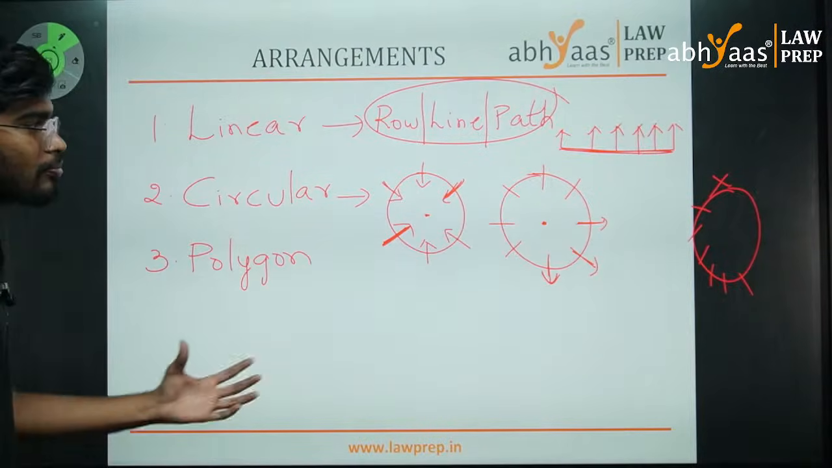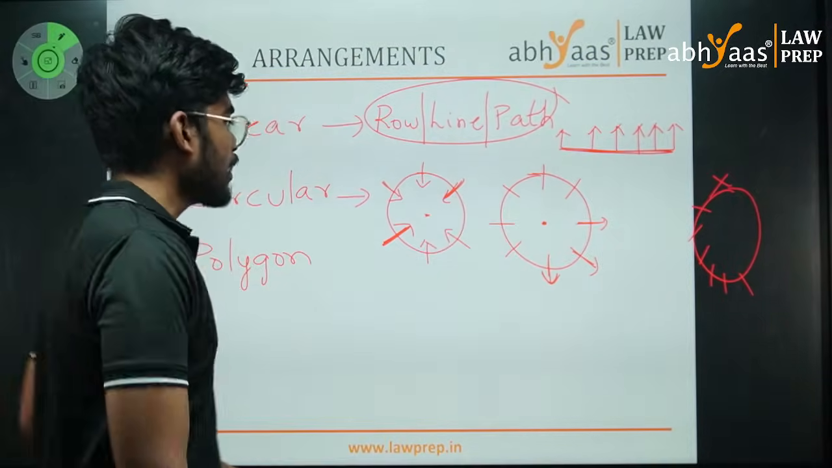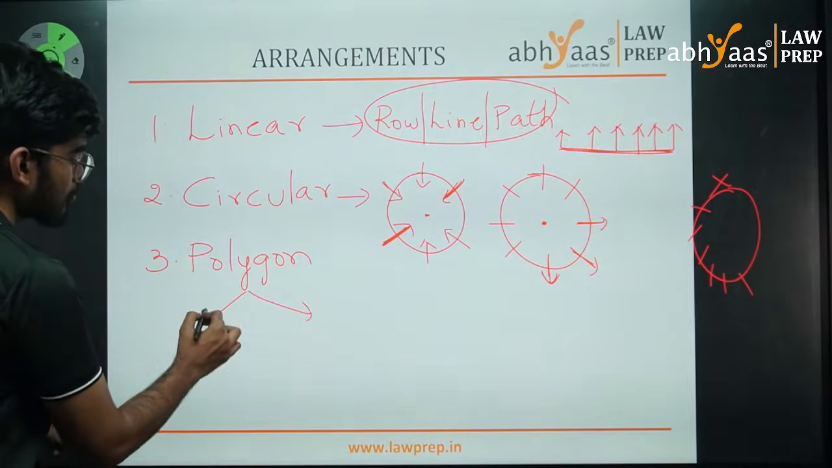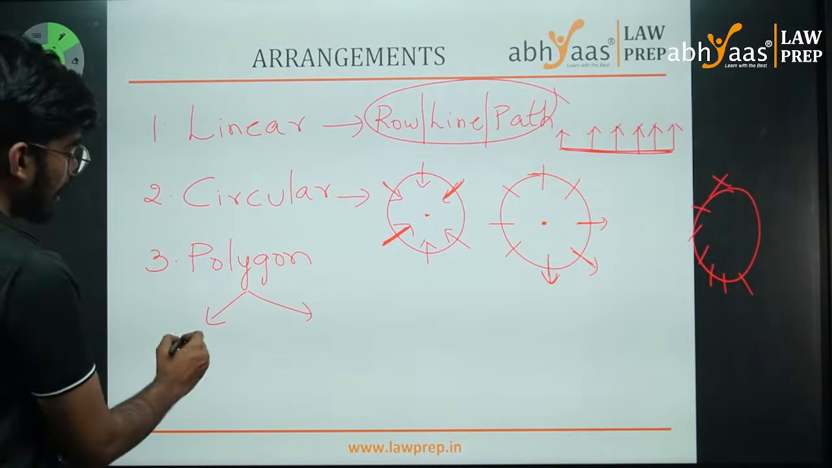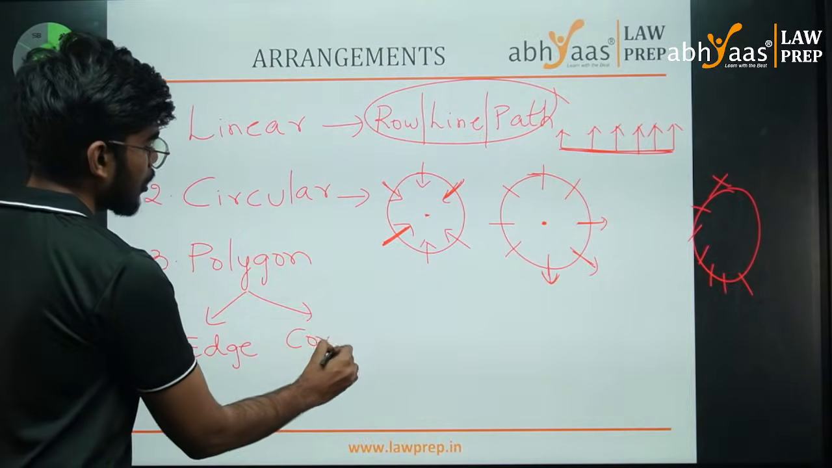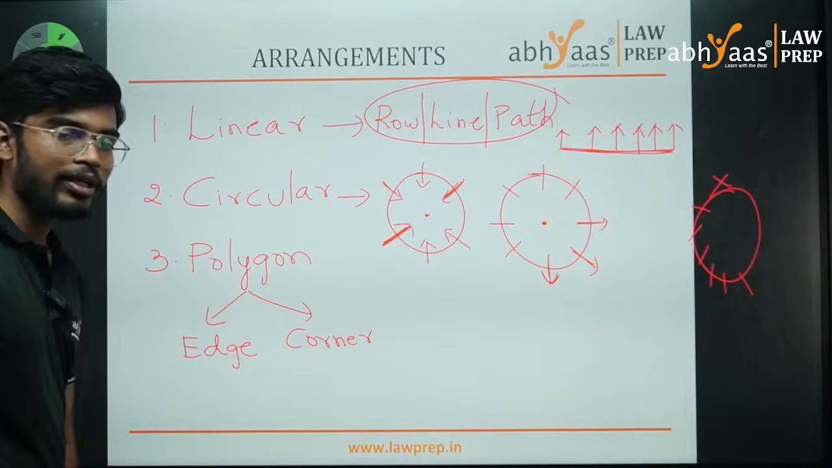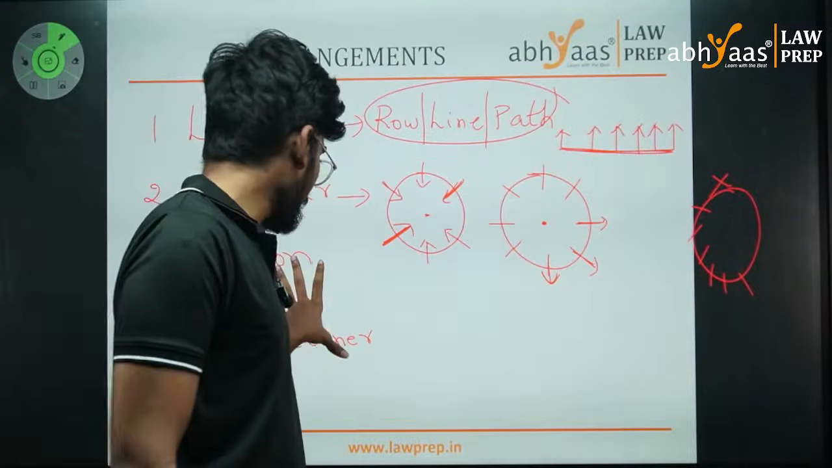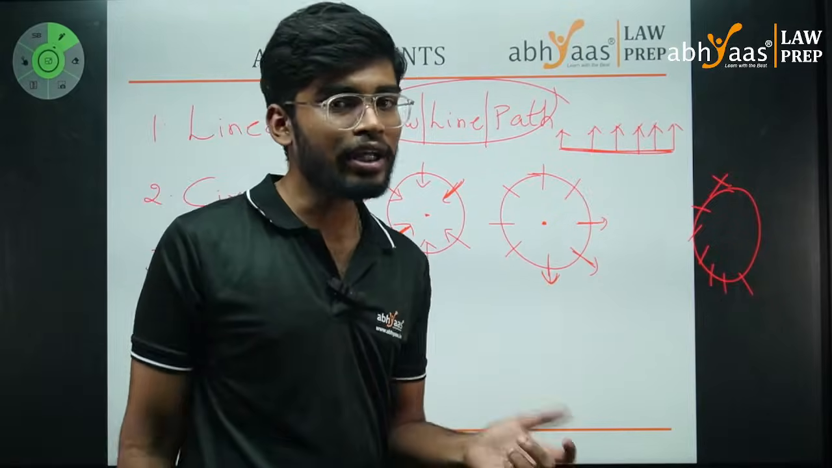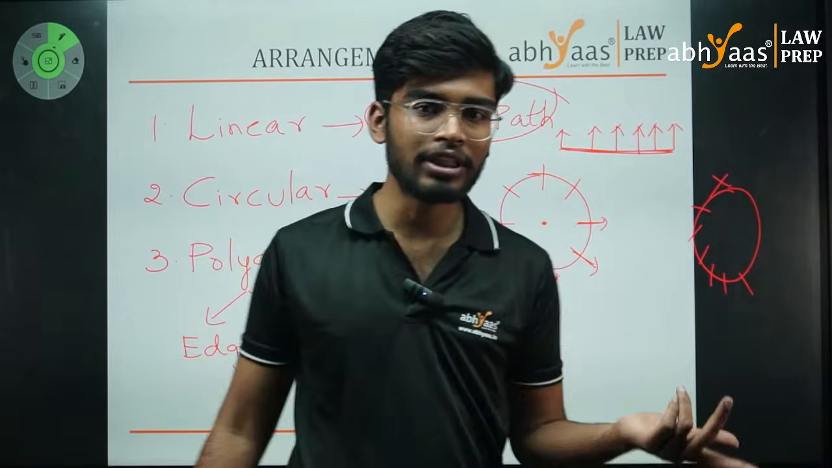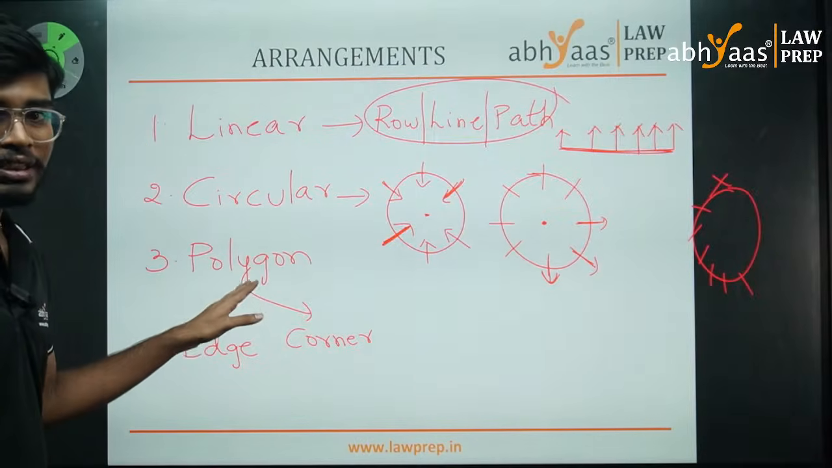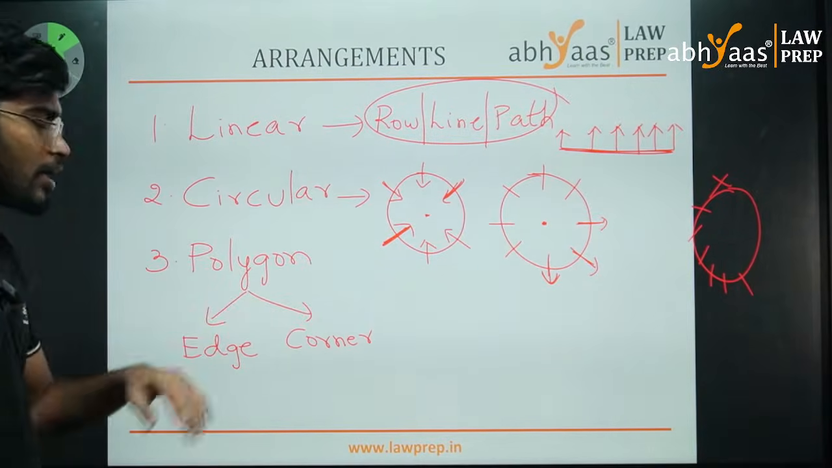Yeah. Next, polygonal arrangements. Again, in polygonal arrangements, you will come across 2 terminologies. What are they? Edge and corner. What is meant by edge and what is meant by corner? If a question is asked in polygonal arrangements, most probably it will be either a pentagon or hexagon. So hexagon means polygon with 6 sides. I will consider the same example. See, polygon means more number of sides, more than 3 sides.